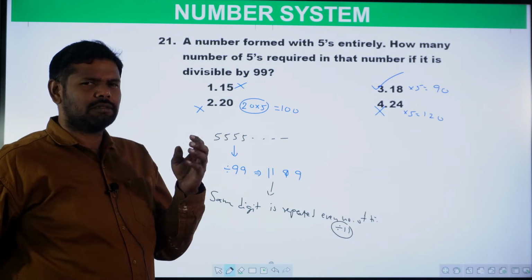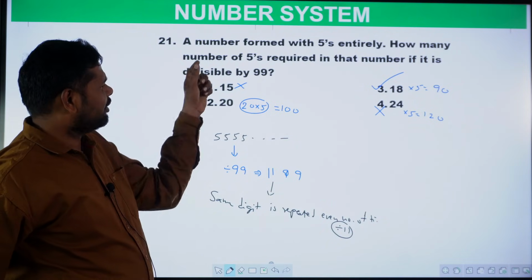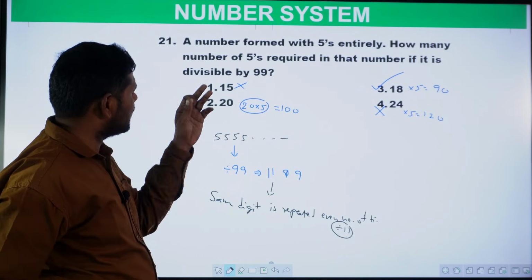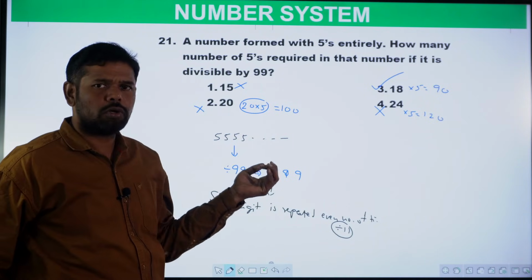Whatever the framing, first we need to understand that a number formed with 5s entirely means that the number has only 5s. We don't know how many.